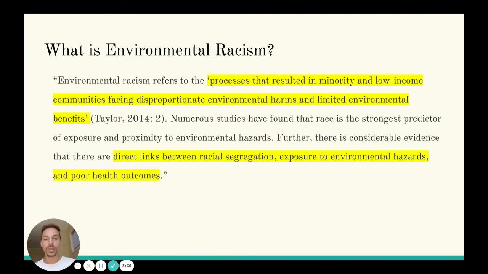It refers to the processes that resulted in minority and low-income communities facing disproportionate environmental harms and limited environmental benefits. Numerous studies have found that race is the strongest predictor of exposure and proximity to environmental hazards. There's also considerable evidence of direct links between racial segregation, exposure to these environmental hazards, and of course, poor health outcomes. When we think about environmental racism, the ways that we see climate chaos operating and climate change happening will often cross along these axes of power, of race, of class, and that is really important. That is something that I want to be a main theme of this.